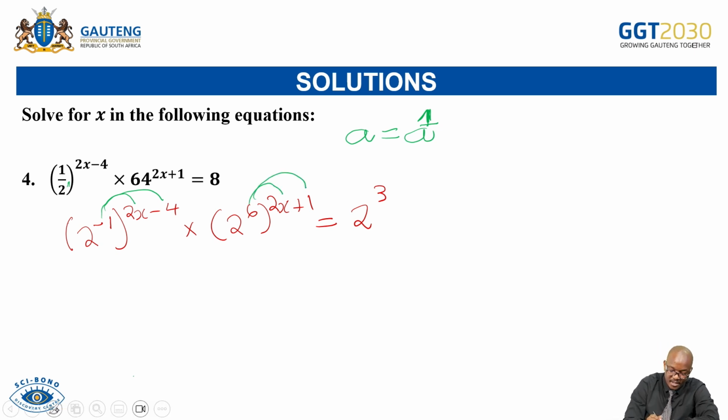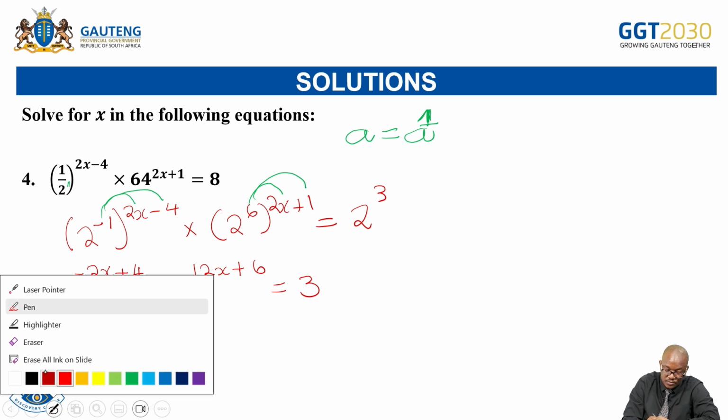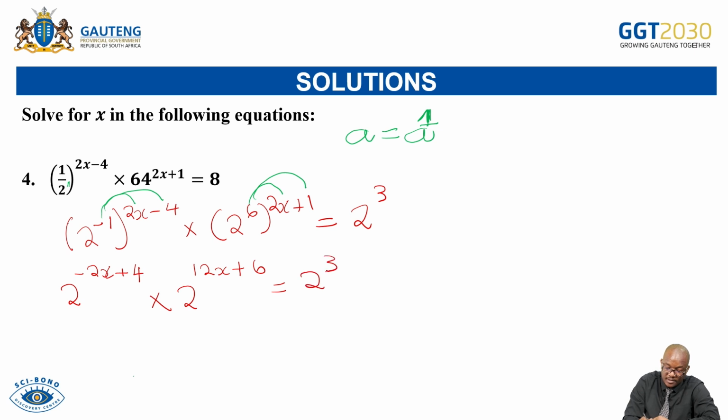Then as we remove our brackets, we are going to have the following. 2, if you say negative 1 multiplied by 2x, we're going to have negative 2x. And then negative 1 multiplied by negative 4 is positive 4. Multiplied by 2 to the power of 12x plus 6, because this 6 will multiply 2x and multiply 1, and this will be 2 to the exponent of 3.